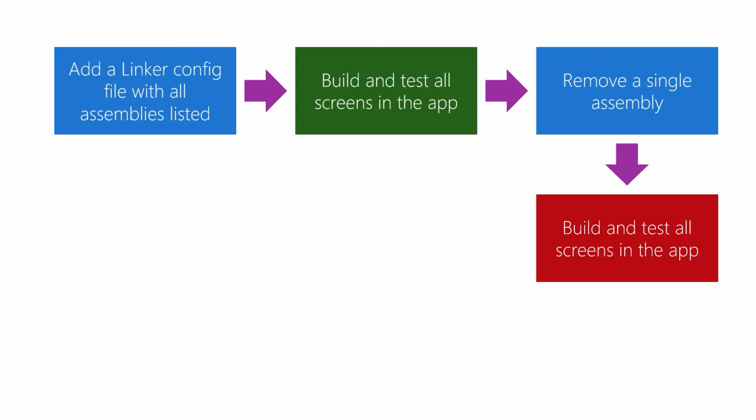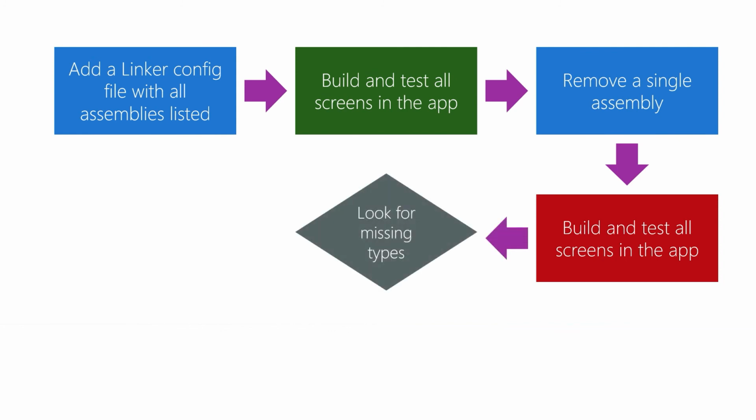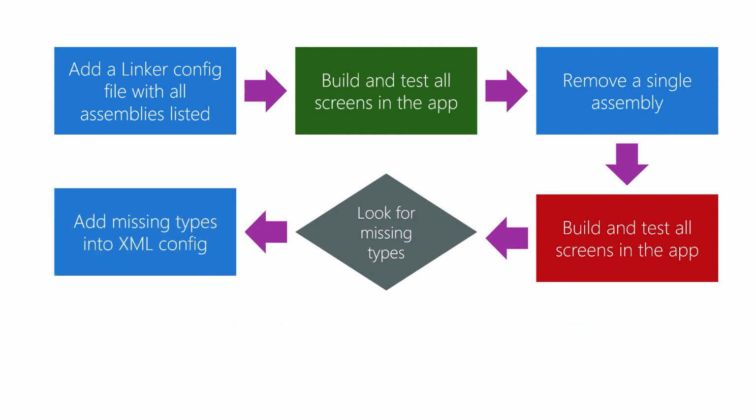Now, if you're lucky, everything continues to work. But if the linker got a little bit too aggressive, you'll get a runtime crash. Now, most often, this will either be a type initialization exception, because it threw an entire type away, or a missing method exception, because it got rid of a called operation. So now you want to identify that missing type or operation and then add it to your linker configuration. And then, of course, we're going to repeat that process until you've gone through all of your assemblies and your app continues to run as expected.